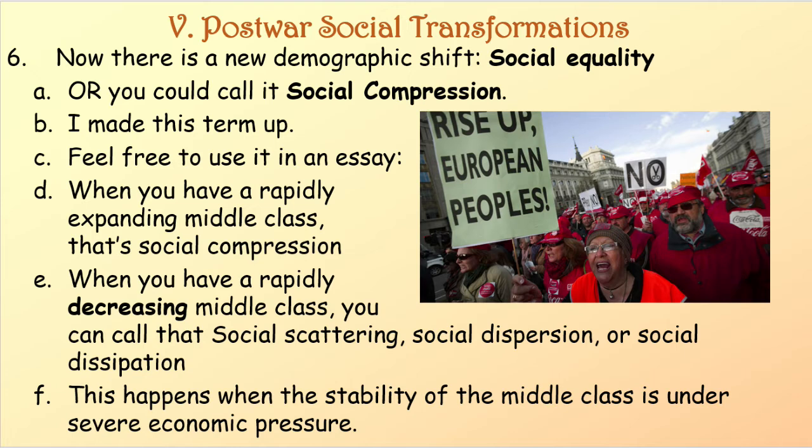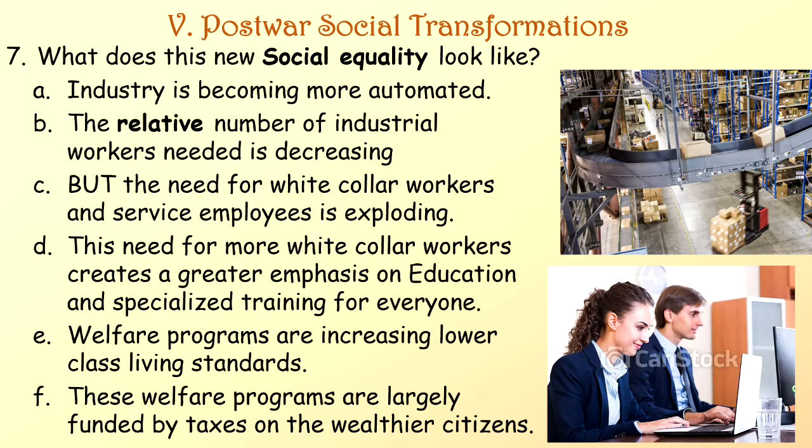When you have a rapidly decreasing middle class that's losing people on both sides of it, you can call that social scattering, social dispersion, or social dissipation, whatever you like. But this happens when the stability of the middle class is under severe economic pressure. So what does this new social equality look like?